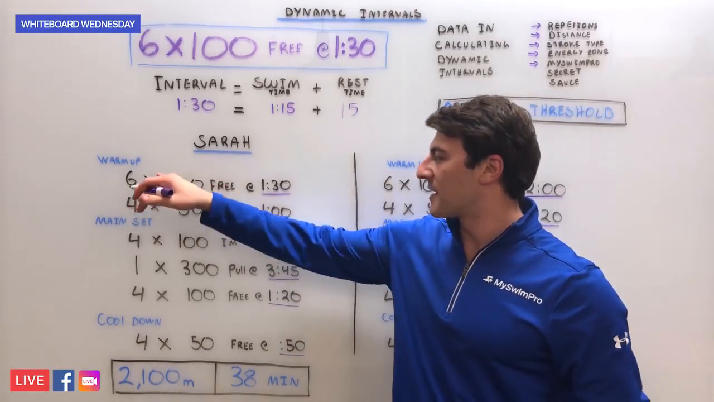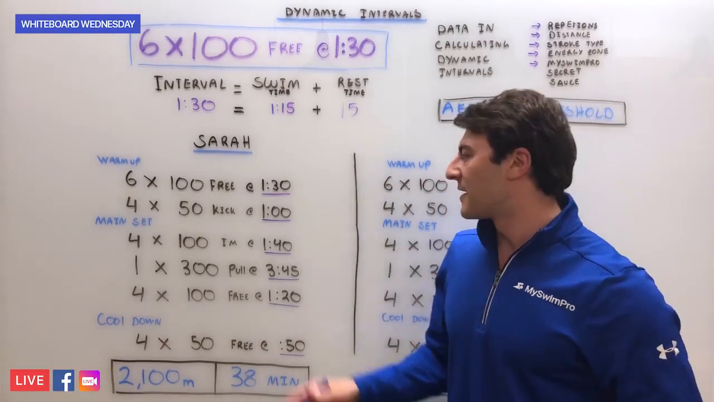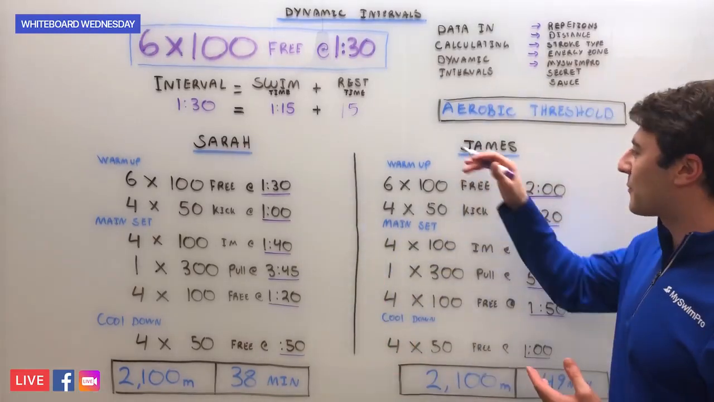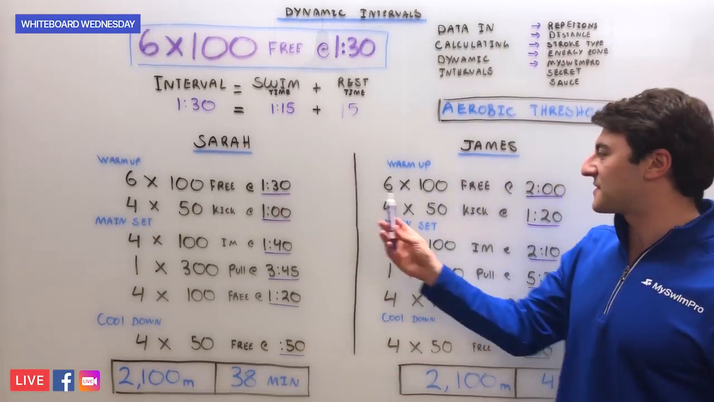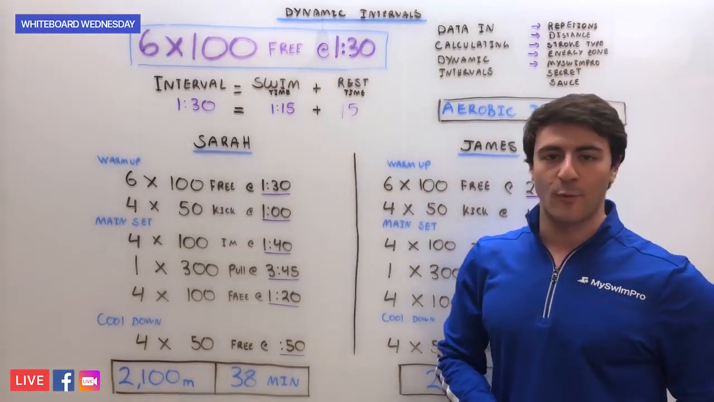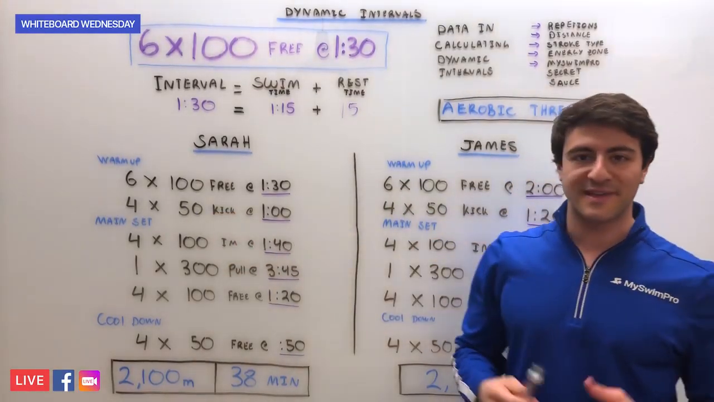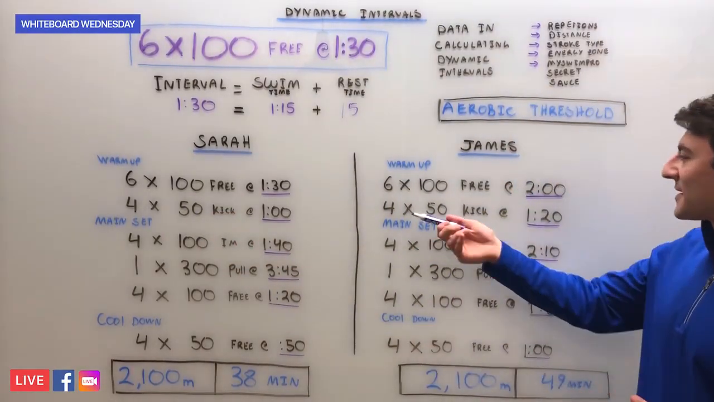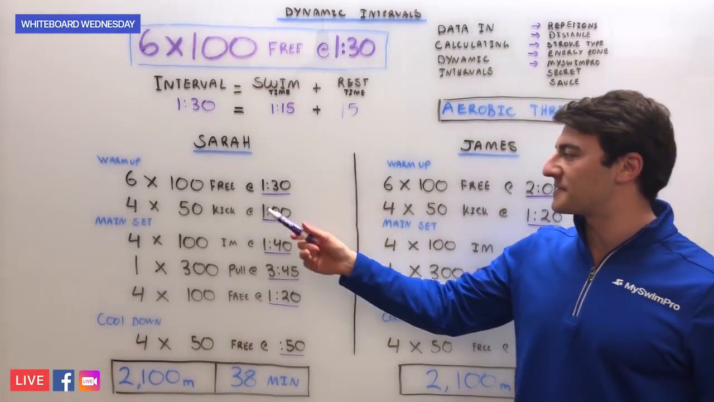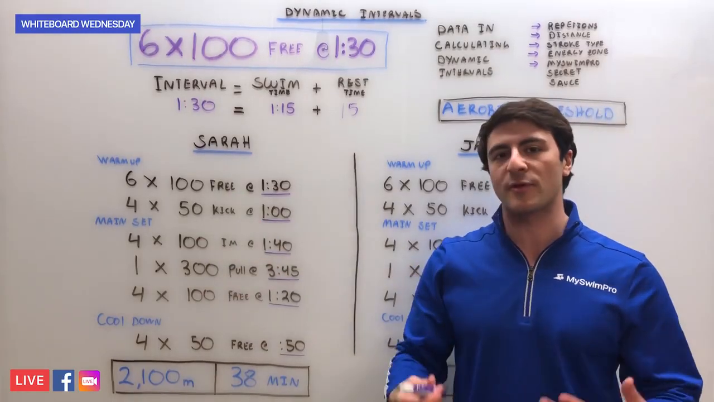So her warm-up of 6 100s freestyle will be on the 130. Her 4 50s kick are on the minute. If we contrast that with James, James is doing the same 6 100s on the 2 minute, while Sarah was on the 130. If we look at the kick, Sarah's doing the 4 50s kick on the minute, and James is doing his 4 50s kick on the 120. So again, the dynamic interval is based not only on how fast they are within freestyle, but it depends on the stroke type as well.